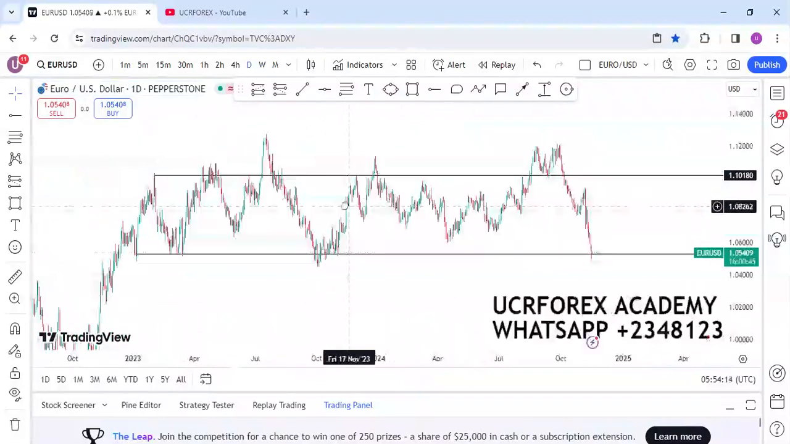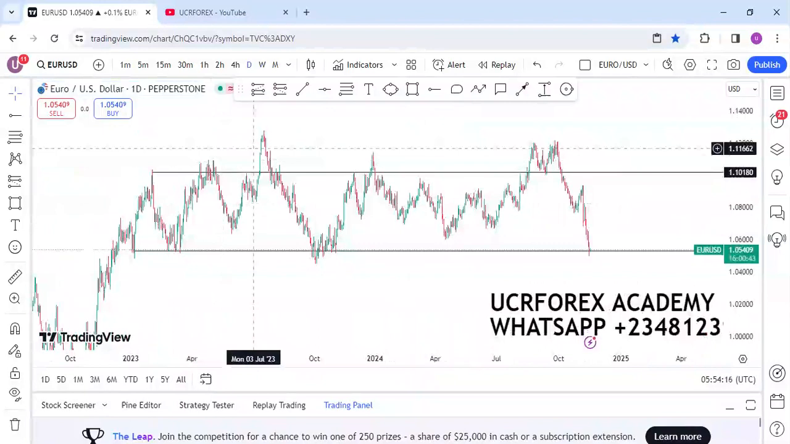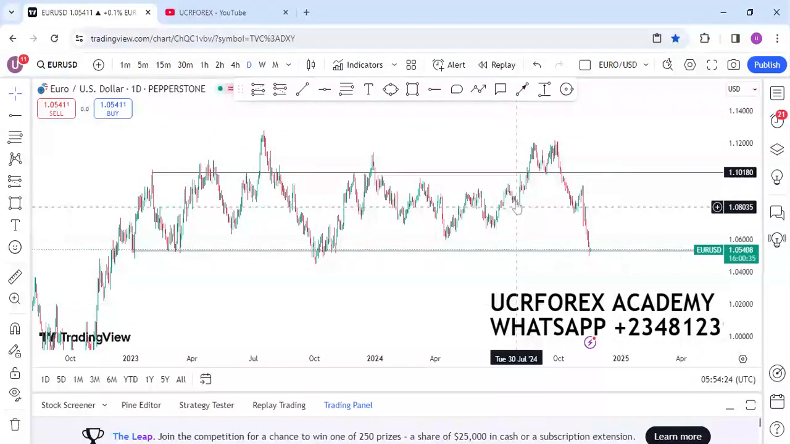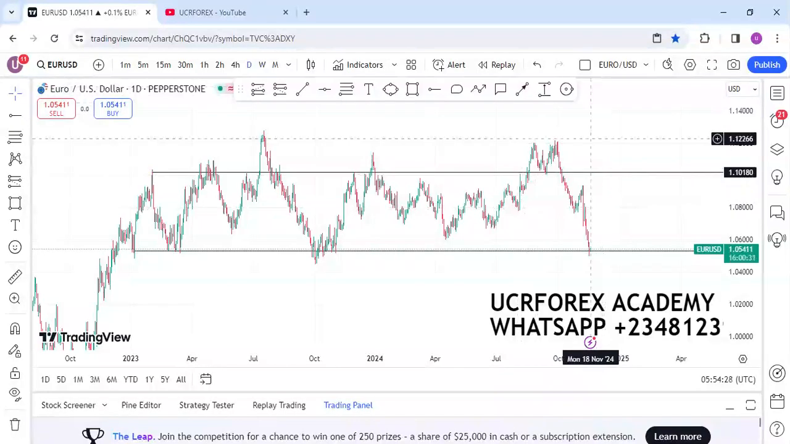Let me zoom out so that you can see all these things. This is a fake out, fake out, fake out. They faked out everything. All these things can also be called rejection, because the market could not break above all these levels and start pushing to the upside.